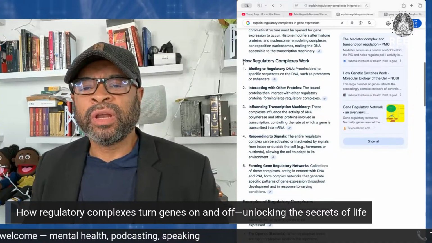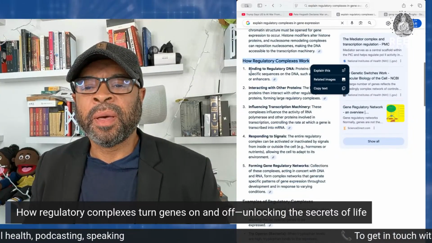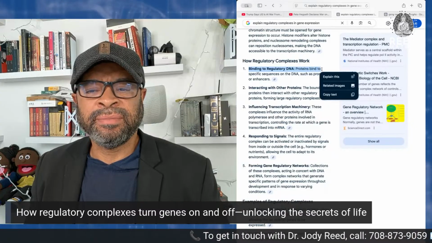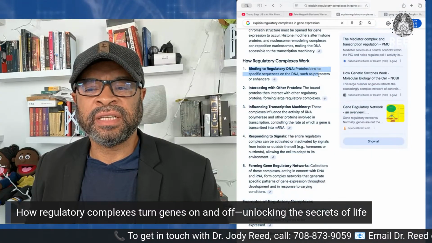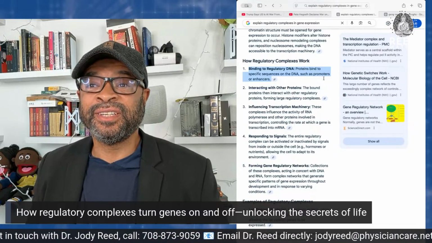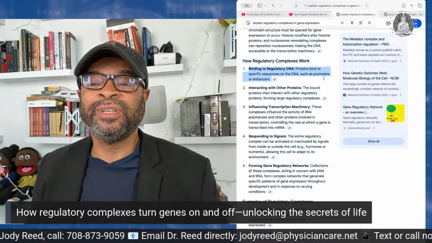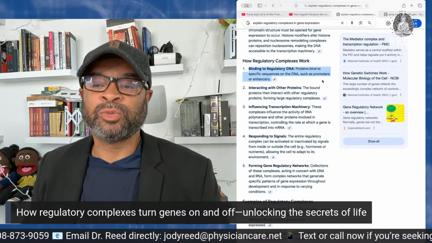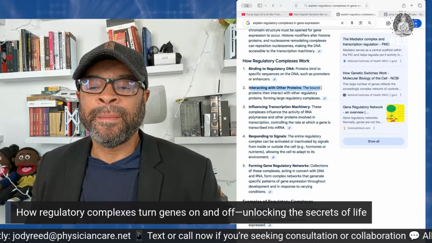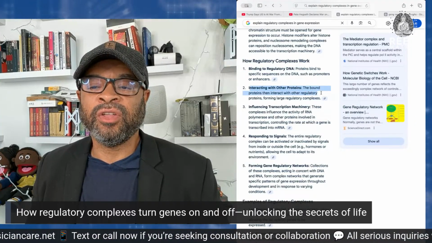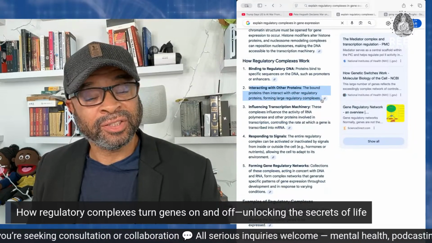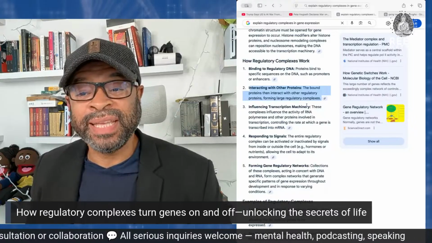Okay, how regulatory complexes work. First, binding to regulatory DNA. Proteins bind to specific sequences of DNA, such as promoters or enhancers, right? You have to bind to the section that you want to express. Number two, interaction with other proteins. The bound proteins then interact with other regulatory proteins, forming large regulatory complexes. Okay, they start to assemble all of the pieces.